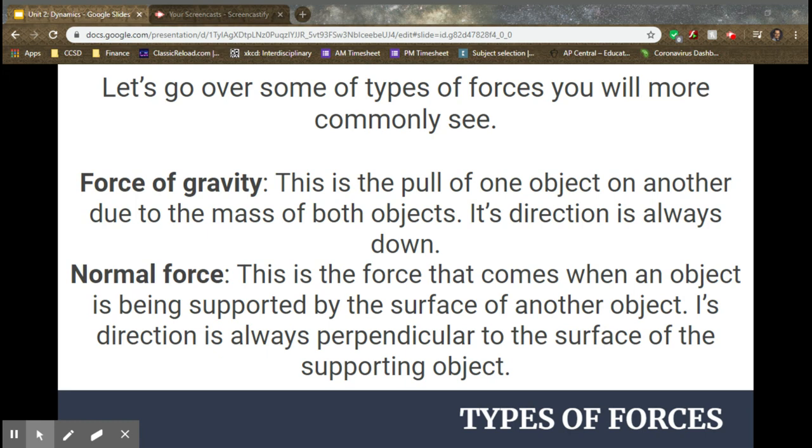But really, for all other situations that we're going to consider, force of gravity is going to be there. It's an attractive force. The objects pull on each other, and it's always considered down.